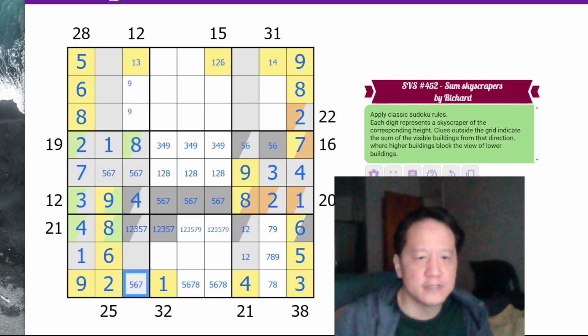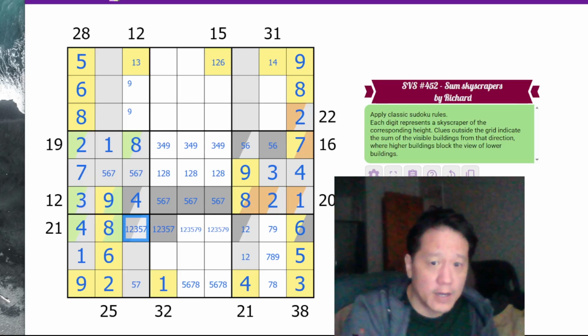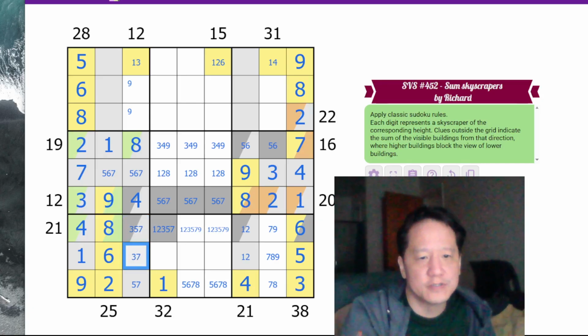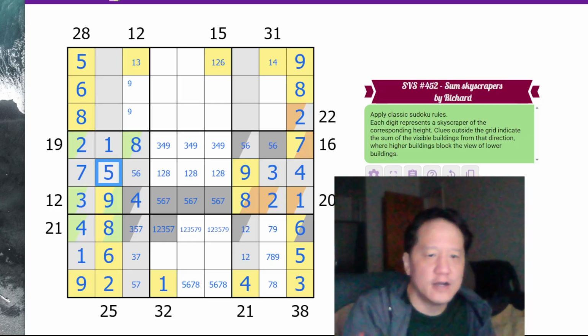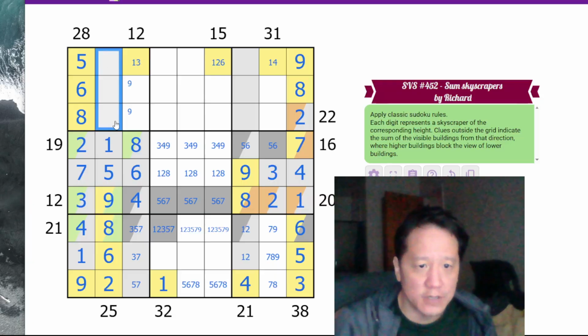This is not 6 because of 6 in the box. No 1, 2. So this is 3, 5, or 7 here. This can't be 5 because of 5 in the row. These can't be 7 because of 7 in the row. This 6 eliminates 6 here, so this is 5 and 6. That leaves the remaining digits in column 2 as 3, 4, and 7.